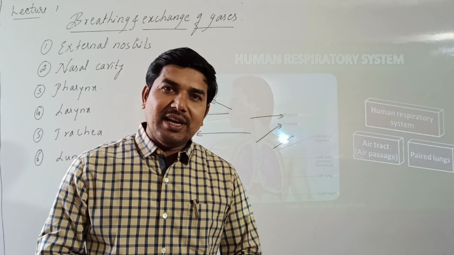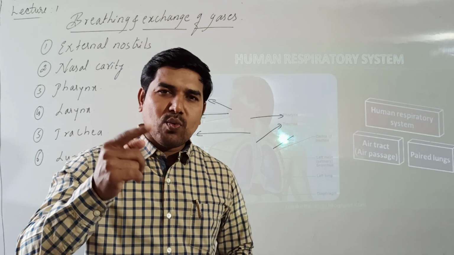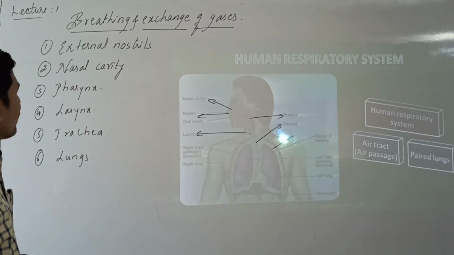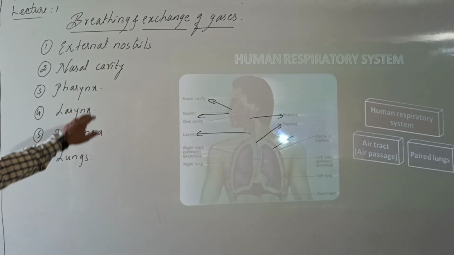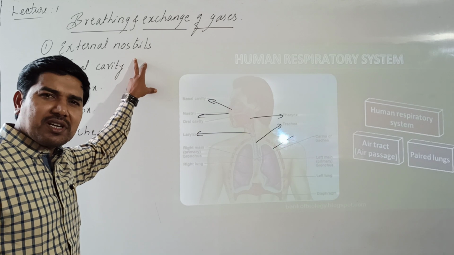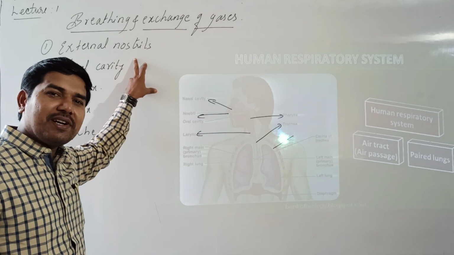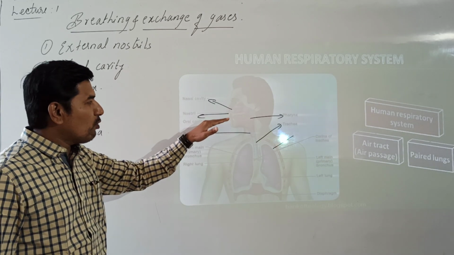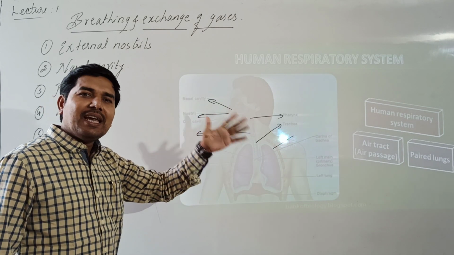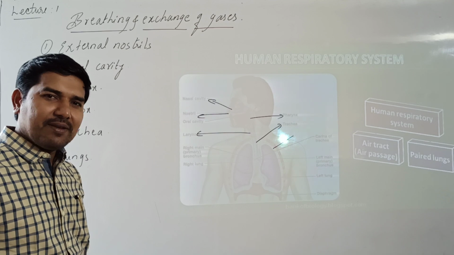Now let us study these structures one by one. Let's look at the first one, external nostrils. External nostril is nothing but the external opening of the human respiratory system. It opens exterior for intake and giving out of air.